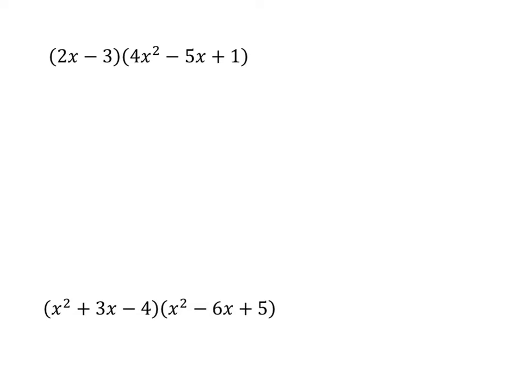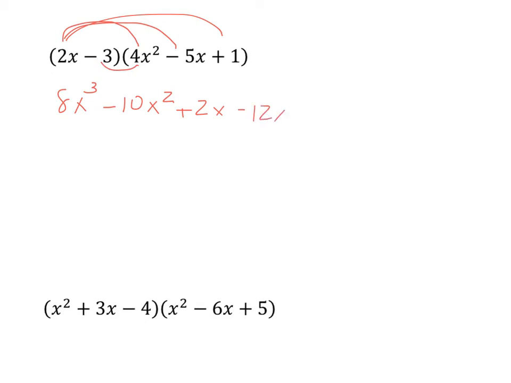The way that you do FOIL is you just distribute each piece of the first polynomial to the second polynomial, which means I'm going to distribute 2x squared to 2x to 4x squared, which gets me an 8x cubed. 2x to negative 5x, which is a negative 10x squared. And then 2x times 1 is a positive 2x. Then a negative 3 times a 4x squared is negative 12x squared. And negative 3 times a negative 5x is a positive 15x.